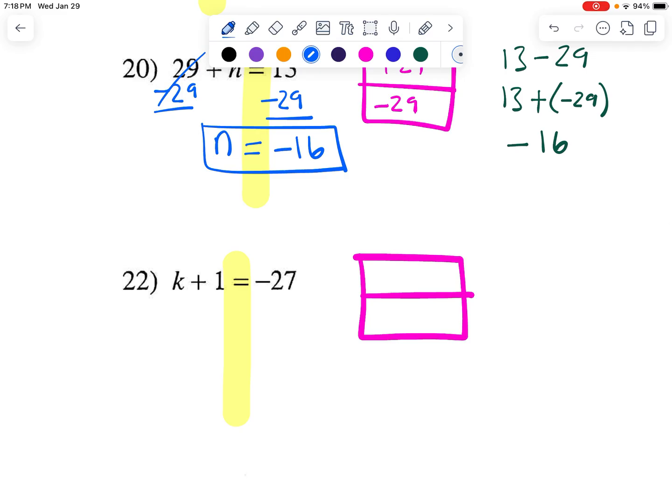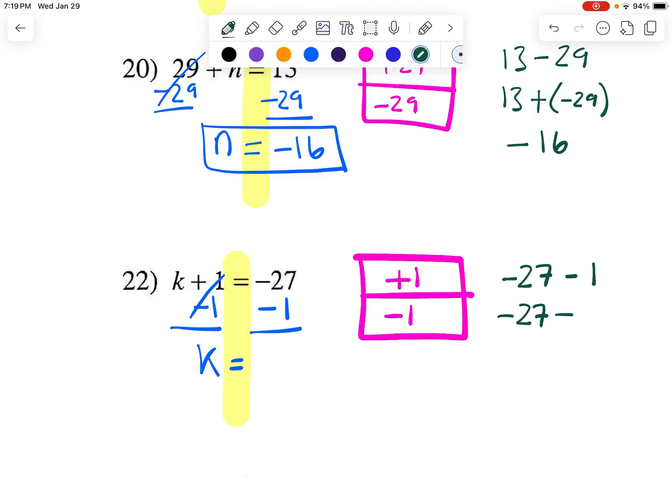Okay, k is being added by 1, so we need to subtract 1. Subtract 1 on the left and on the right. Okay, 1 minus 1. You see opposite signs anyway, so k equals. Now let's go on the side here. Negative 27 minus 1. Karate chop. Negative 27 plus negative 1. That's rule number 1. Add them up and keep the sign. So K equals negative 28.